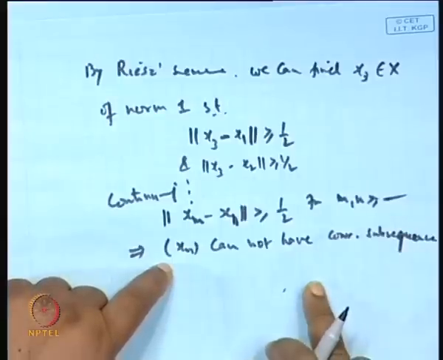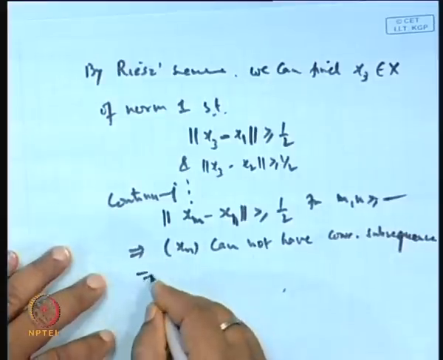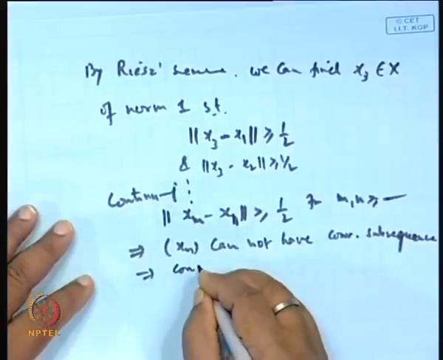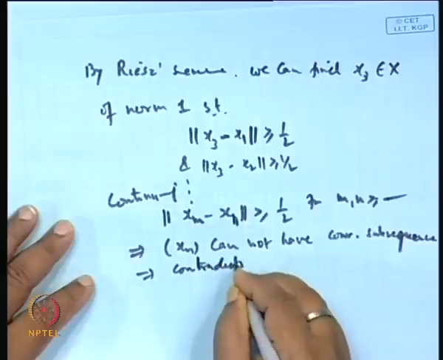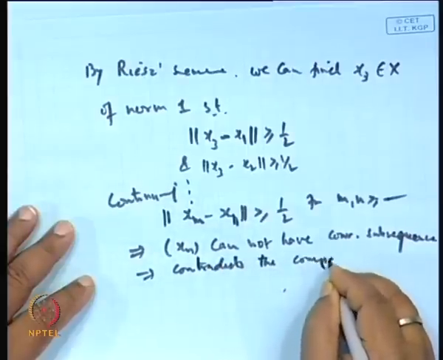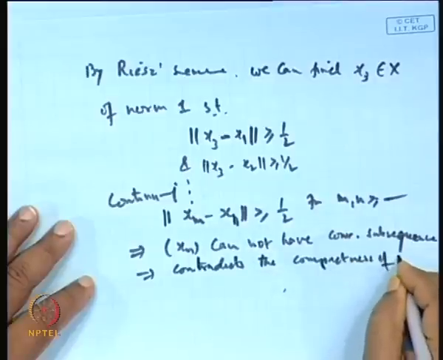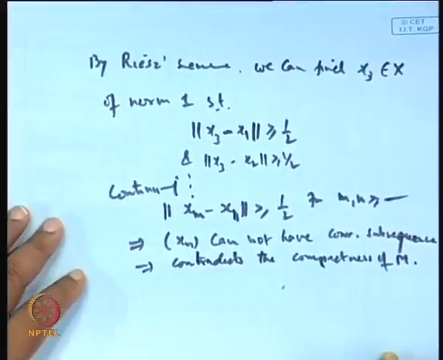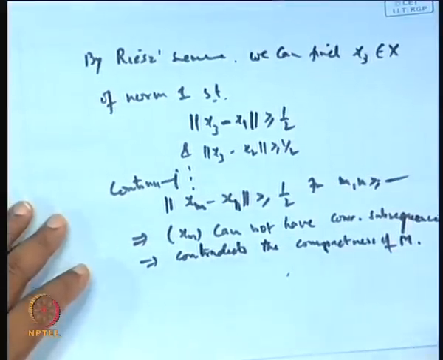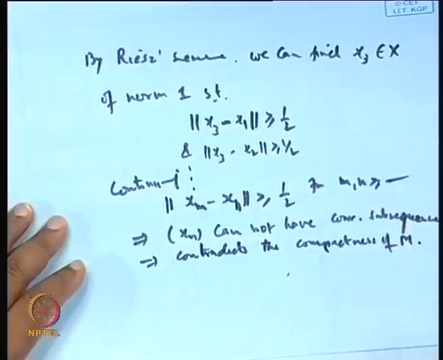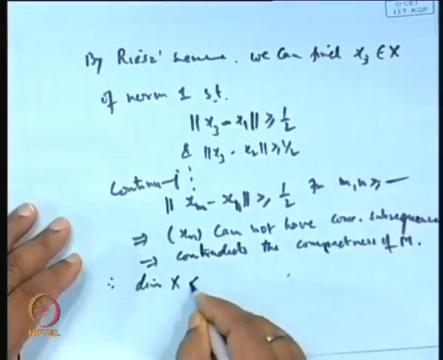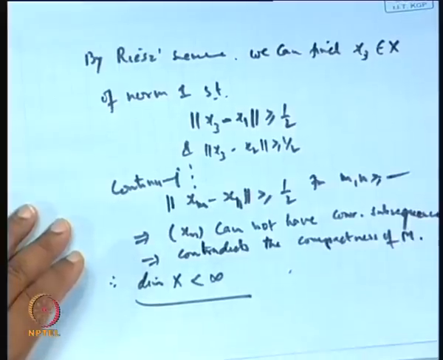Hence, since it cannot have a convergent subsequence, the set M is not compact. So, this contradicts the compactness of M. Hence, our assumption that X has infinite dimension is wrong, that is, the dimension of X is finite. So, the dimension of X must be finite, that is what exactly we proved.